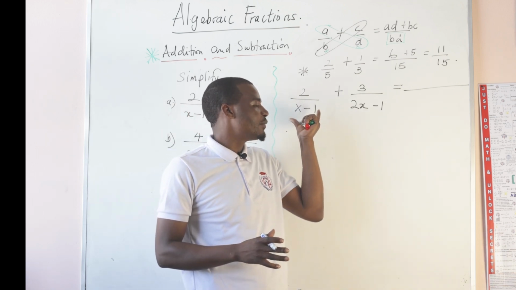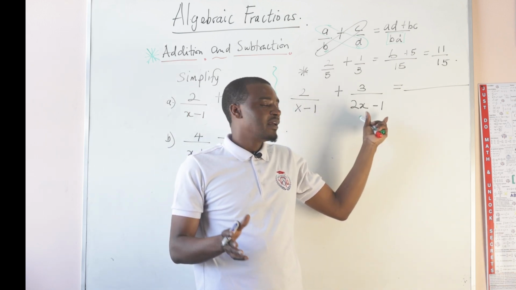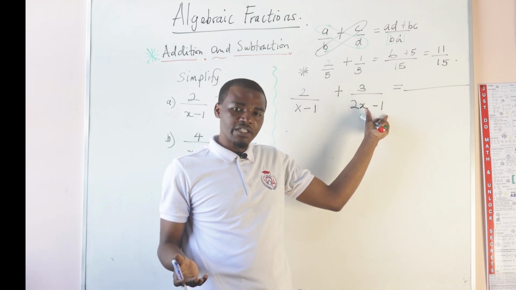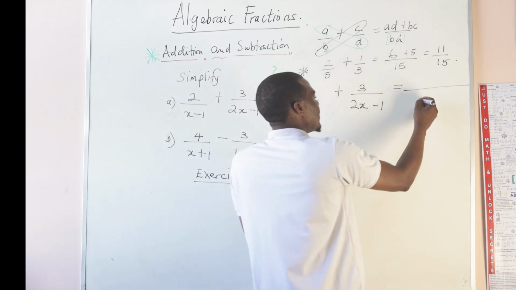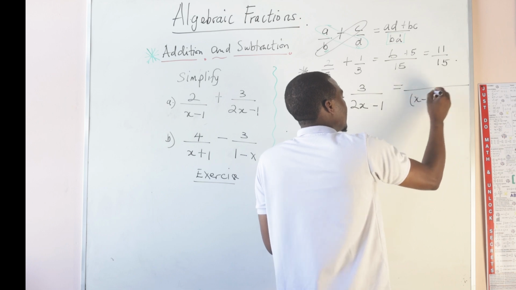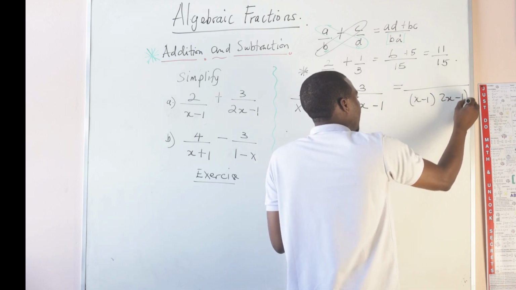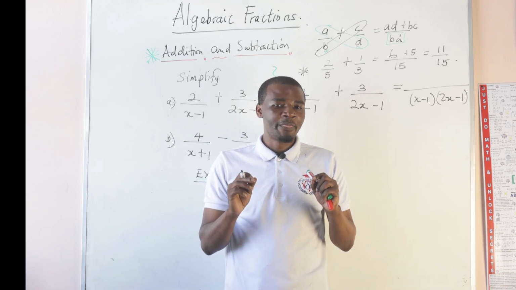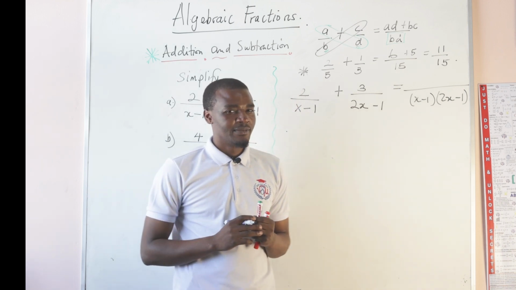So the common multiple of x minus 1 and 2x minus 1 is basically the product of those two expressions. So in this case, we get x minus 1 times 2x minus 1. So that's our common multiple. And then what do we do next?